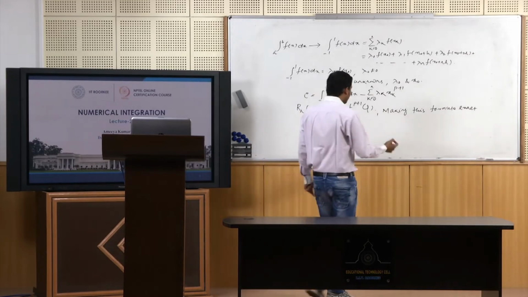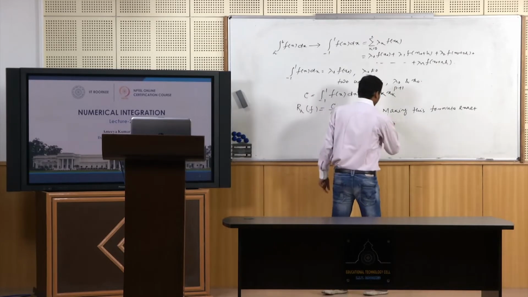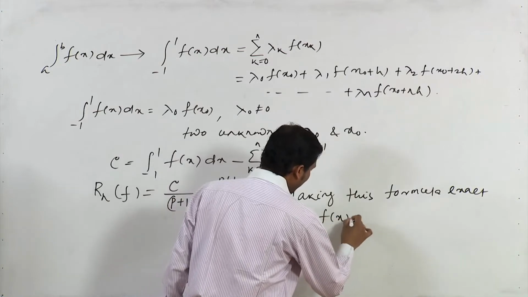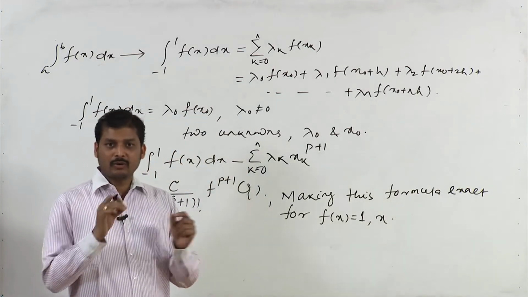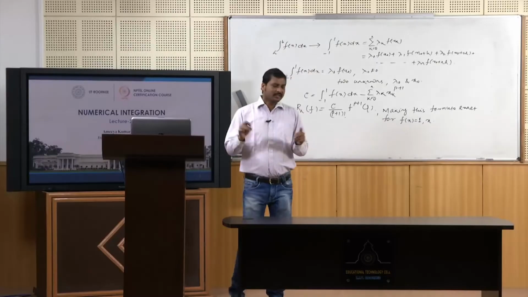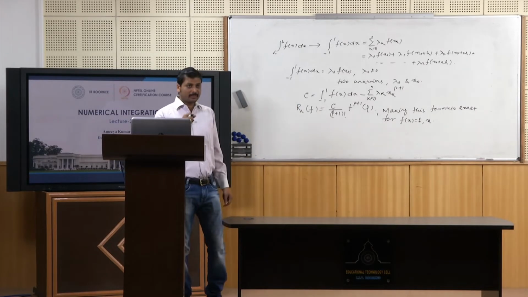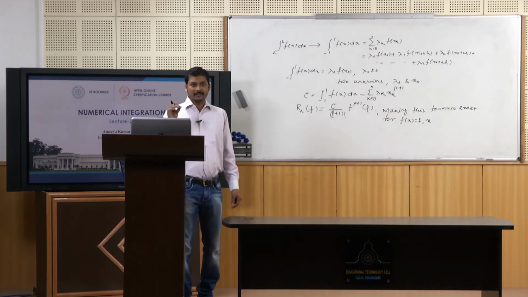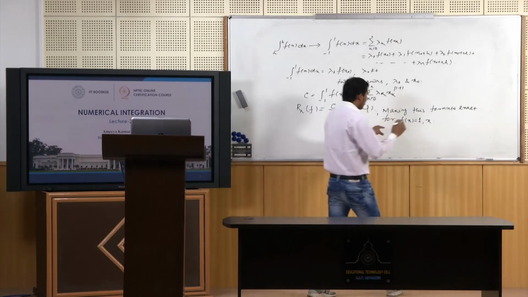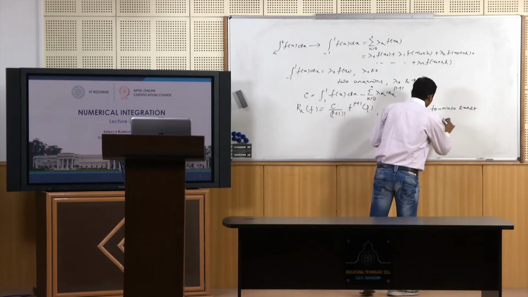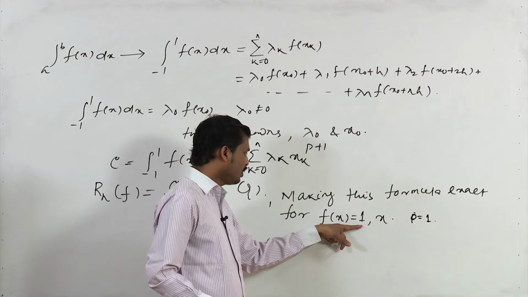So if you just use this, making the formula exact for f of x equals 1, x, x square, up to x to the power p. Since we have already considered this for p equals 1, the function is approximated with a polynomial of degree 1. So that is why we can consider p equals 1 here, and so two functions we can consider.